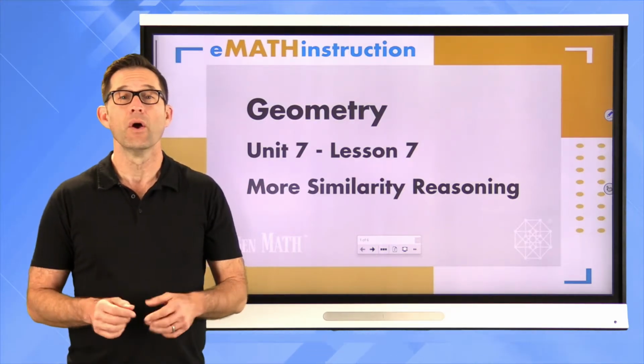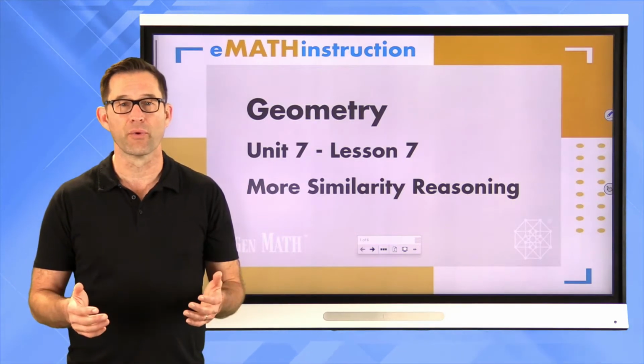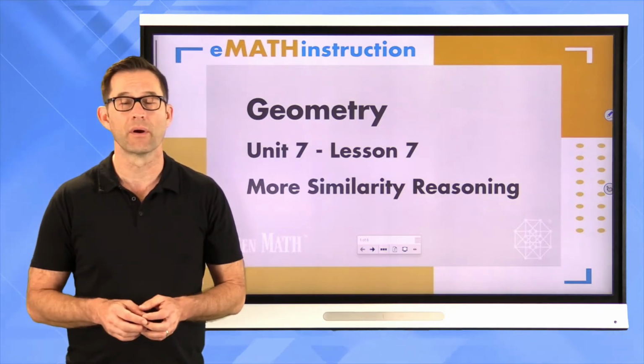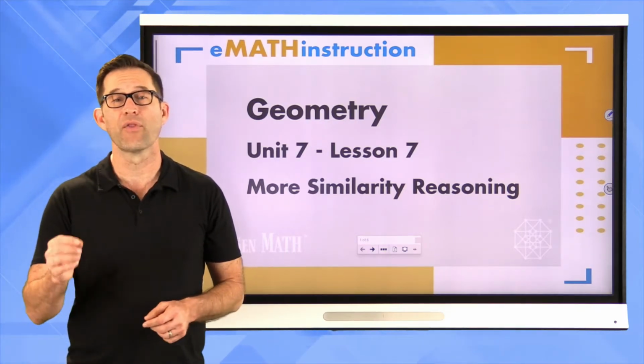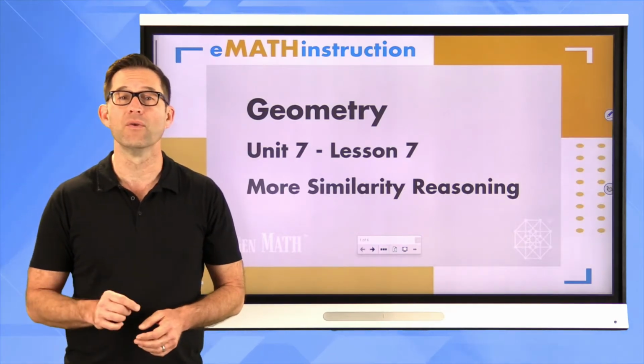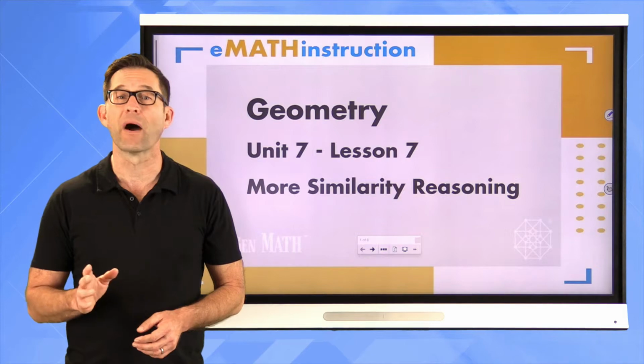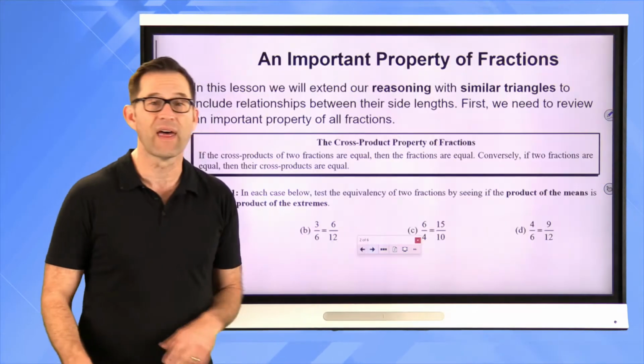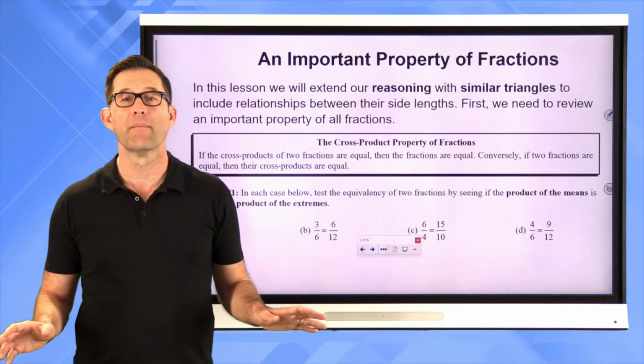In the last lesson, we saw how to do a similarity proof, how to prove two triangles were similar, primarily with the angle-angle theorem of similarity. Today we're going to extend that a little bit further, but before we do, we need to take a look at something that's important about fractions. So let's get into that right away. An important property about fractions.